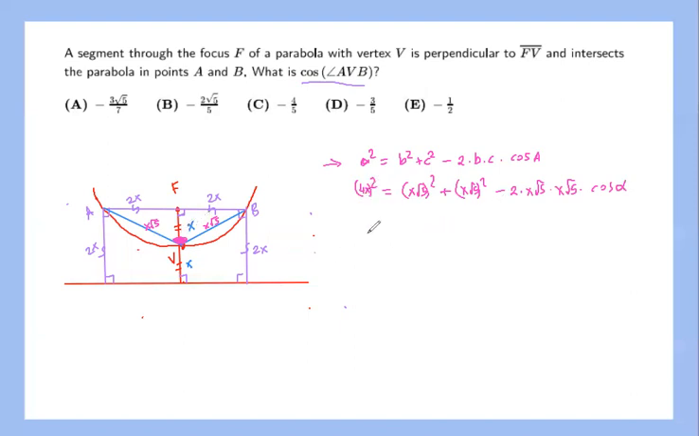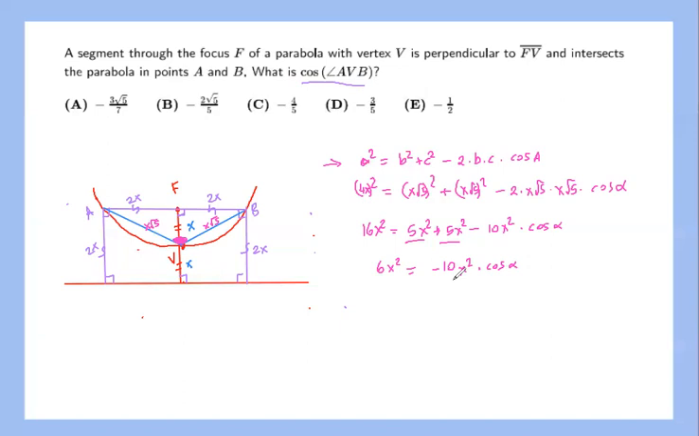If you square that, 16x squared. And x root 5 squared is 5x squared, and this is also 5x squared. Minus, root 5 times root 5 is 5, 5 times 2 is 10, so that gives us 10x squared times cosine alpha. So 5 and 5 add up to 10x squared, subtract from 16, and you get 6x squared equals negative 10x squared times cosine alpha.